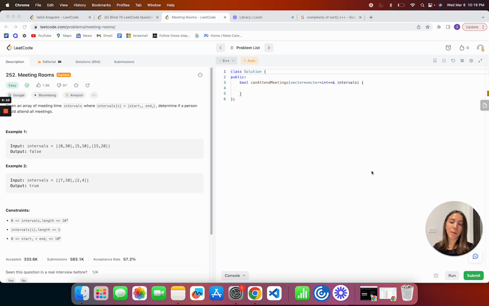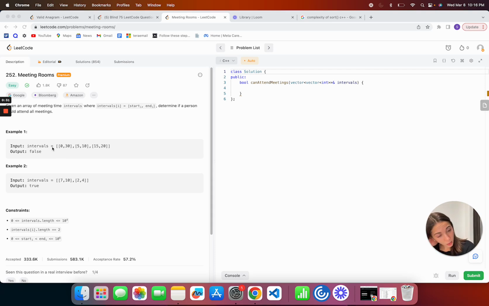Today we're going over Meeting Rooms, one of the 75 questions in the Blind 75. The question wants to know, given a ton of time intervals, like from time 0 to 30, 5 to 10, 15 to 20, if a person could attend all of the meetings, where these intervals represent the start and end times of the meetings.